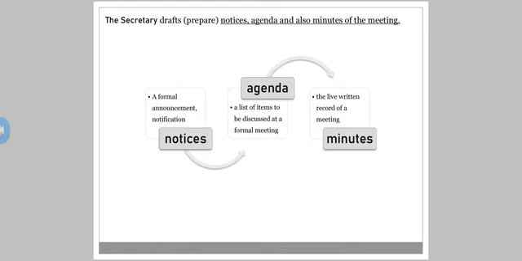And now the last comes minutes. The live written record of a meeting is known as minutes. That means a meeting is going on. Just likewise, you must have seen in the degree colleges, the lecturer is giving the lecture and the students are noting down the running notes. Whatever the lecturer is saying, the students are noting it down. Those live written records of a meeting are known as minutes of the meeting.